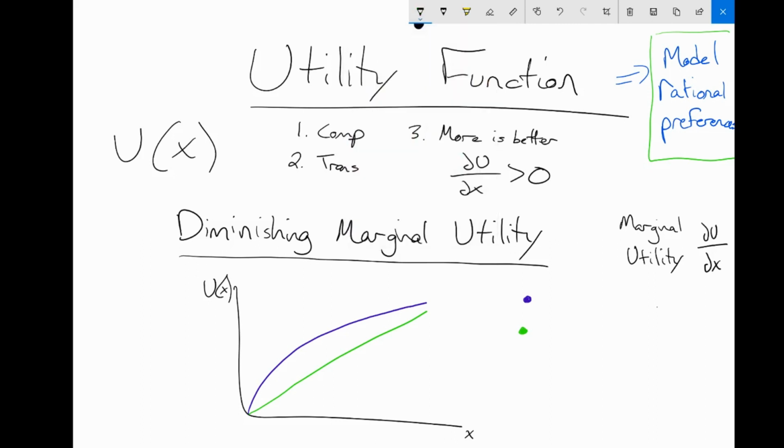Well, let's look at the green one first. First, does it satisfy completeness? Completeness, okay. Transitivity, okay. More is better. The derivative of the green utility function is positive. All right, so that makes sense. It satisfies that. Great. But now, what about this diminishing marginal utility? That means the marginal utility should be higher at, let's say, x1 than it is at x2. The more x I have, the lower the marginal utility should be.